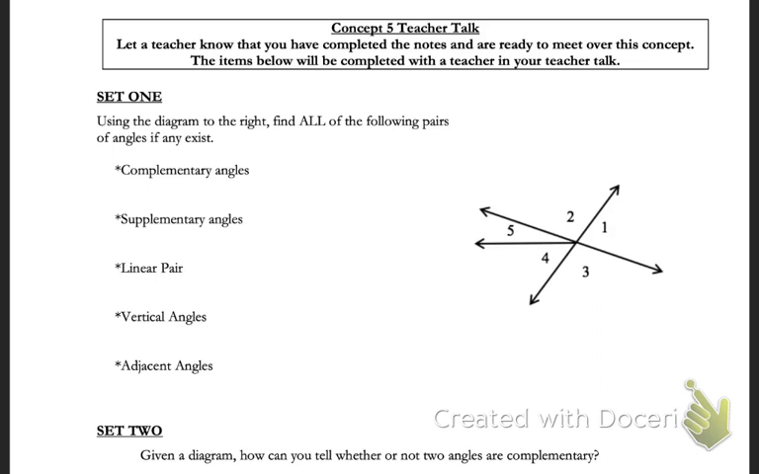Set 1, we will be using the diagram to the right to determine which of the following pairs of angles exist, and we are going to be listing all the possible options. So our first thing is going to be complementary angles. Complementary angles are angles that add to 90 degrees. The issue here is we don't have any markings in this diagram, so there's going to be none. We don't have any complementary angles. We don't have anything that shows that we have two angles that add to 90 degrees.